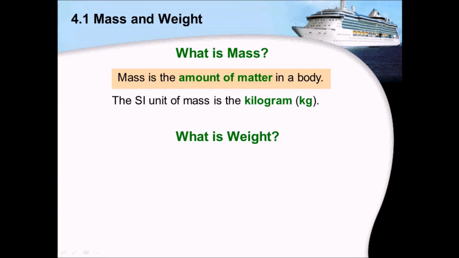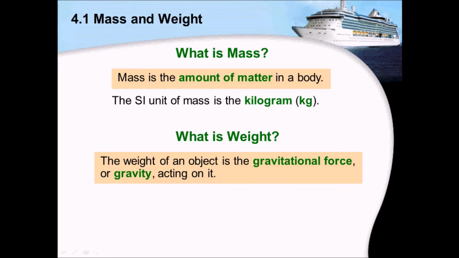So if that's mass, what is weight? Weight of an object is the gravitational force of gravity that is acting on the object, and the SI unit for weight is the Newton. So the difference between mass and weight is that one is a measure of the amount of matter, while the other is the gravitational force of gravity acting on the body, and their units are different.